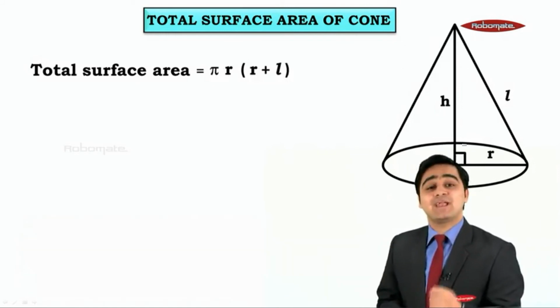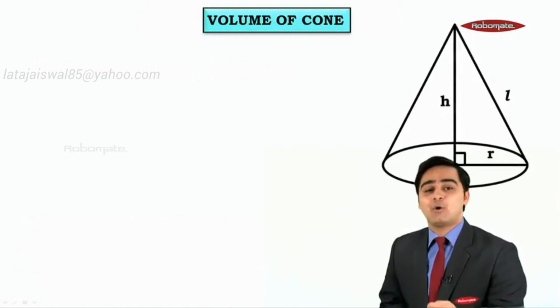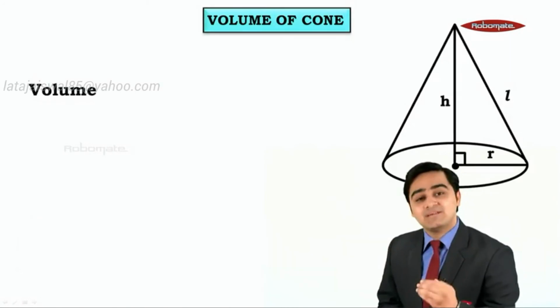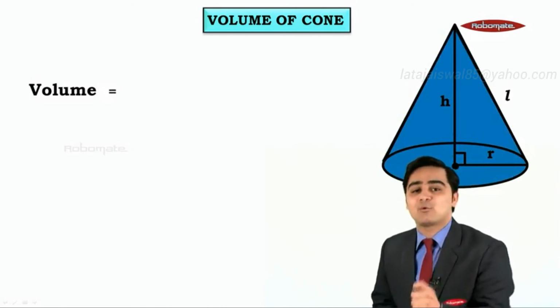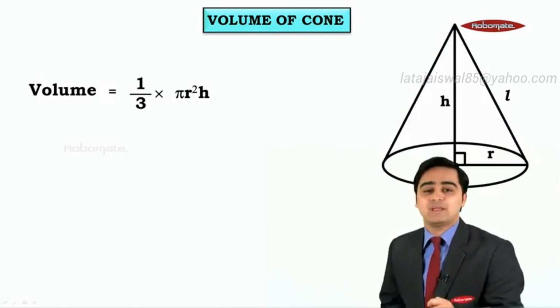Let's proceed further and now let us understand the formula for volume of a cone. Volume is the capacity of the cone, and the formula for finding the volume of a cone is equal to 1 upon 3 into pi r square h.